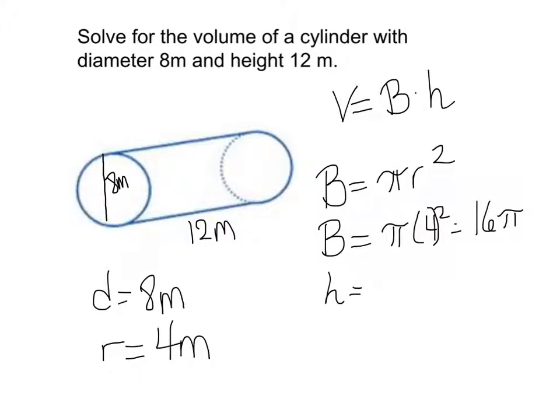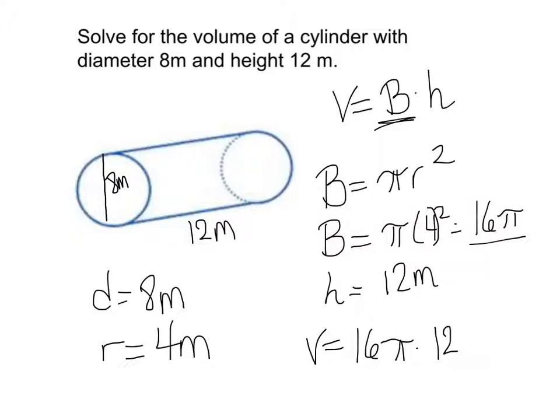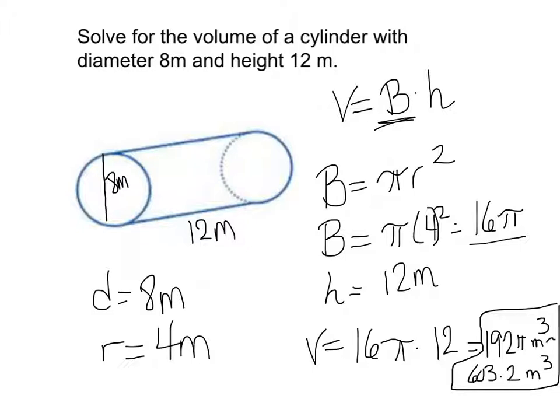Then the height of my figure is 12 meters. So when I plug this into my volume formula, I'm going to plug in area of my base, which is 16 pi, times the height, which is 12 meters. So when I take 16 times 12, I'm going to get 192 pi meters cubed. And if you multiply that out, you'll get about 603.2 meters cubed. So this is your answer for volume for this one. You can write it in terms of pi, or you can round it off.